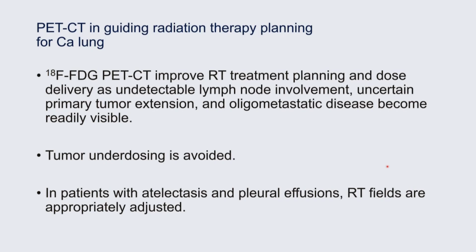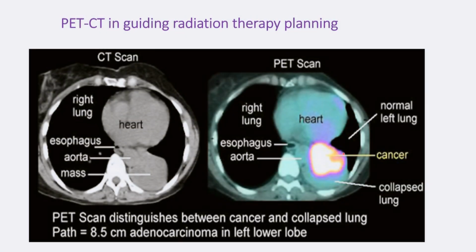PET-CT can help in guiding radiation therapy planning. It improves radiation therapy treatment planning and dose delivery, as undetectable lymph node involvement, uncertain primary tumor extension, and oligometastatic disease become readily visible in a PET scan. Tumor underdosing is avoided in patients with atelectasis and pleural effusion. Radiation treatment fields are appropriately adjusted.